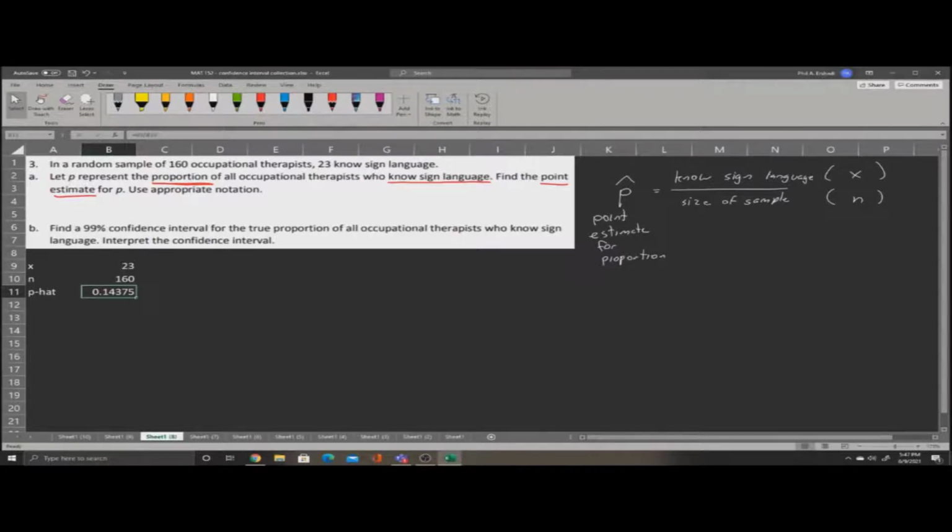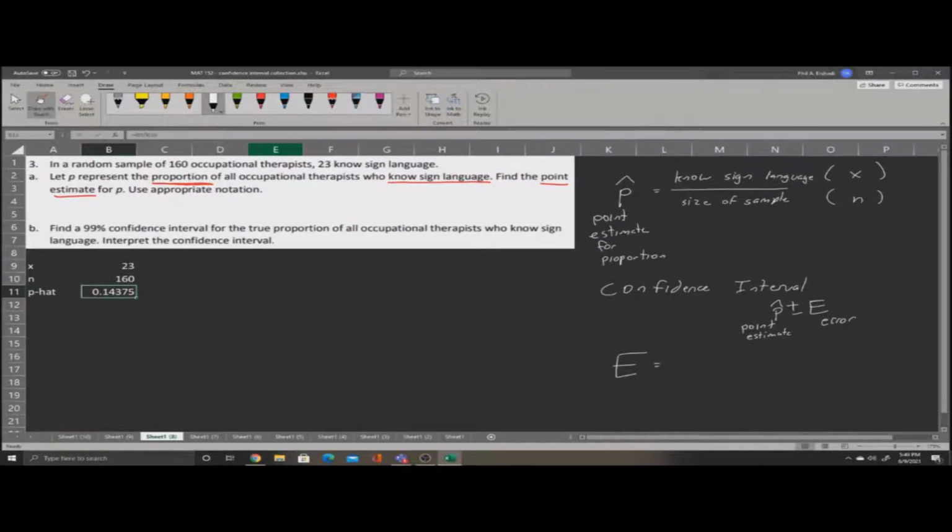Now for part B, we are asked, find a 99% confidence interval for the true proportion of all occupational therapists who do know sign language. Then interpret this confidence interval. Now, to write a confidence interval, we need two things. We need a point estimate, P hat, which we have, and then we say plus or minus the error, the E. Now to find error, we need a fairly complex equation.